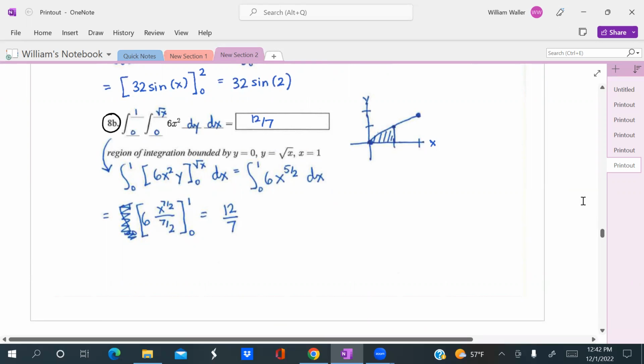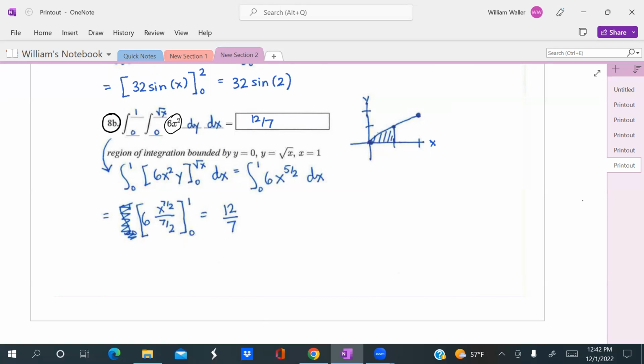So instead of the picture of the region drawn for us, we're going to be given the region described in words, and we're going to have to draw the picture of it. And then we're going to have to figure out what's the most convenient order of integration, and then what are the limits that we need to use for that order of integration to integrate this function, 6x squared, over that given region.